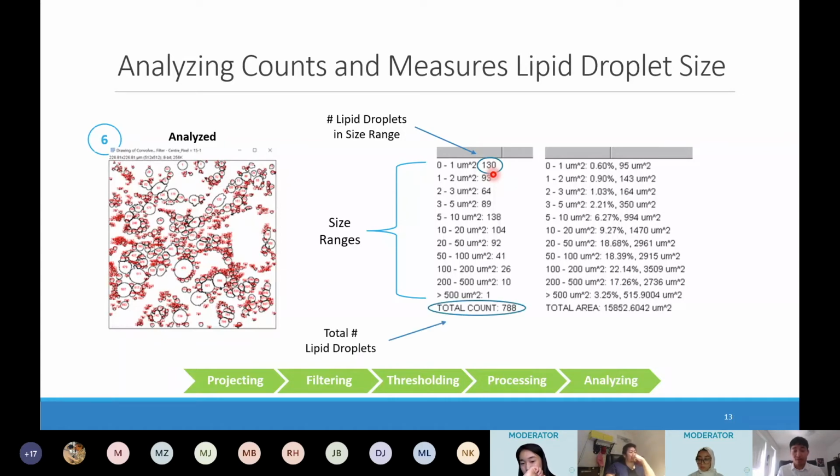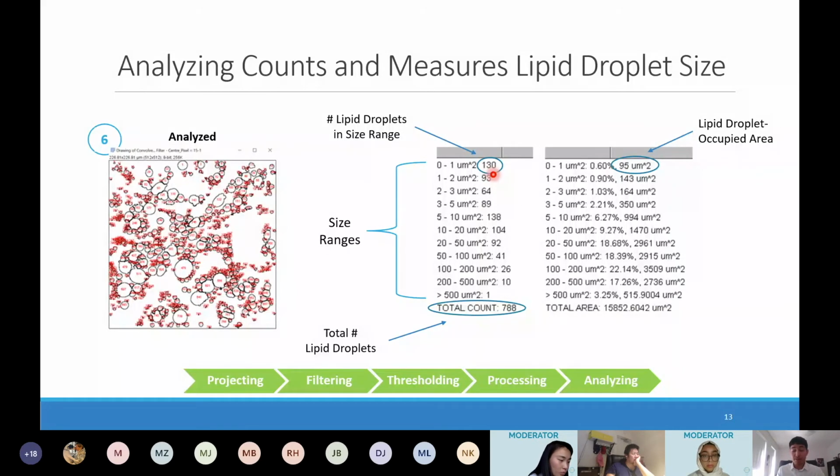And if we add them all up, we can also extract the total count of lipid droplets, or alternatively, represent this information in terms of lipid droplet occupied area. For example, the 130 lipid droplets between 0 to 1 micrometer squared represent 95 micrometers squared in total. We can also get the total area and also represent this in terms of the percentage lipid droplet occupied area for every individual size range.